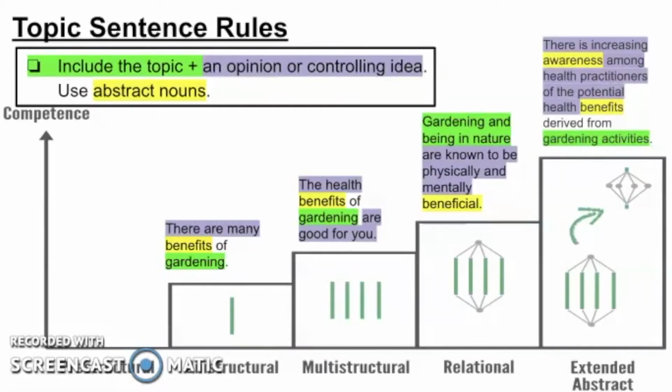Include the topic and an opinion or controlling idea and use abstract nouns. Using the SOLO taxonomy, if a student does that at a very basic level, they can still craft a topic sentence. However, as you increase the concept of the opinion or the controlling idea, and as you make your abstract nouns more complex, it can change the level of complexity of your entire sentence.